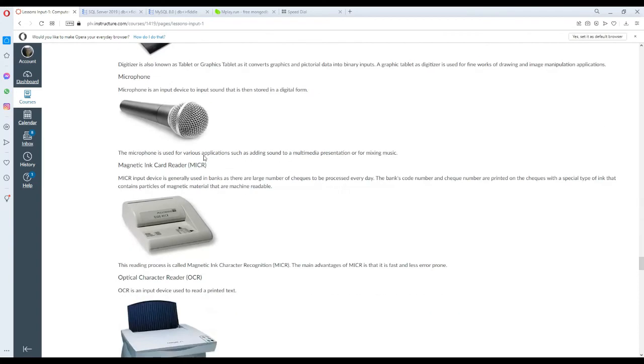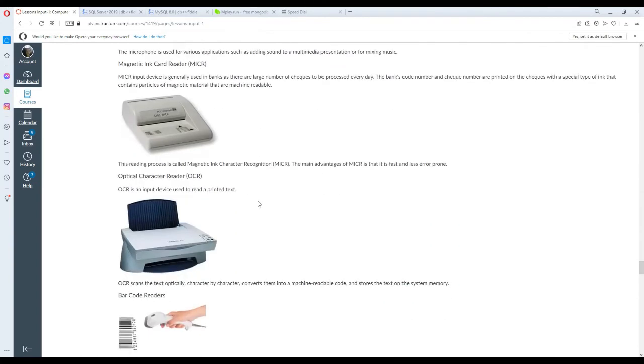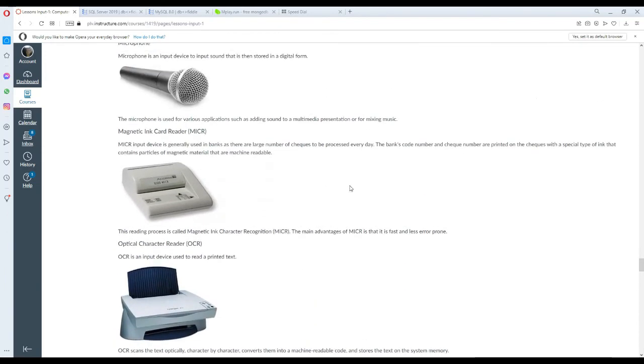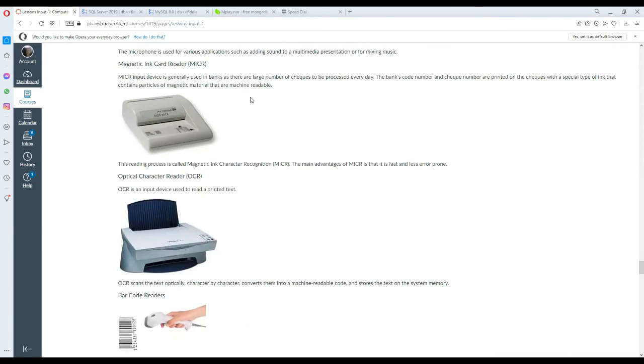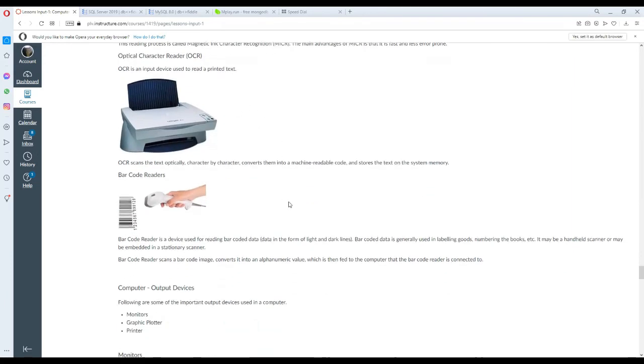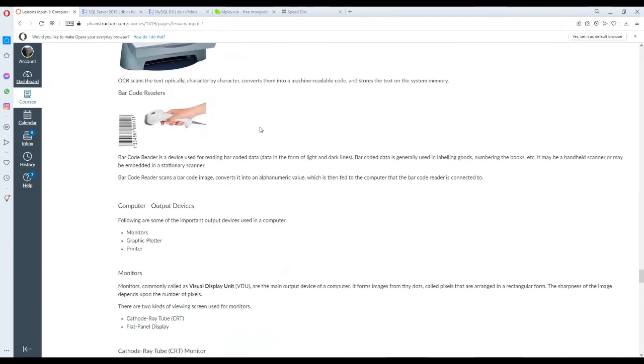Okay, so we also have microphone, and then these are old stuff. We have the magnetic ink card reader. We have the OCR, optical character reader. We have the barcode, which you can see in the supermarket.